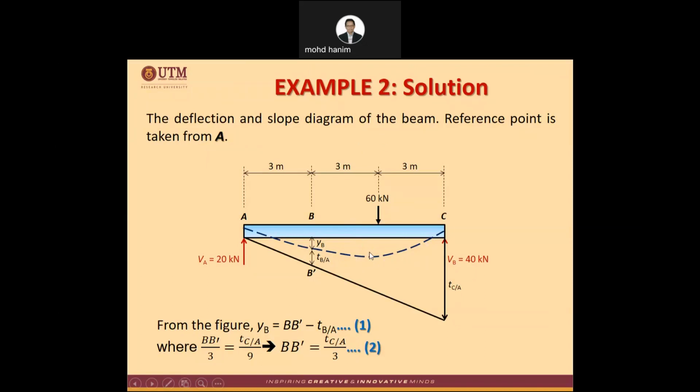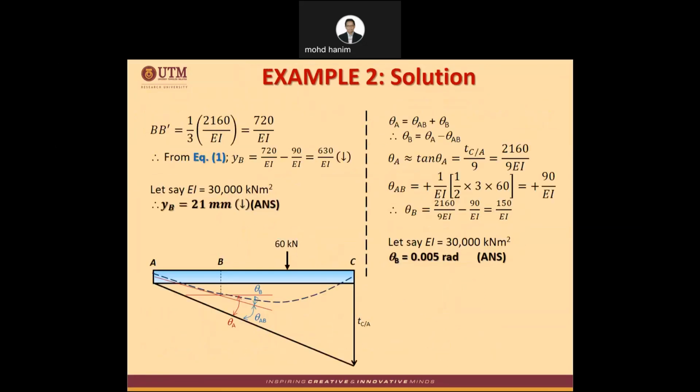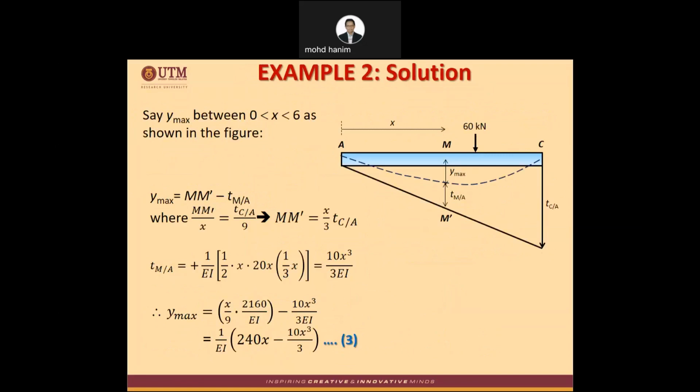So where is that point? Similar to double integration method and Macaulay method or unit load method, you use trial and error. If you remember, we use trial and error, and then we do interpolation. Now in this case, maybe the maximum deflection is somewhere here, where the slope is 0. Let's say x between 0 and 6.